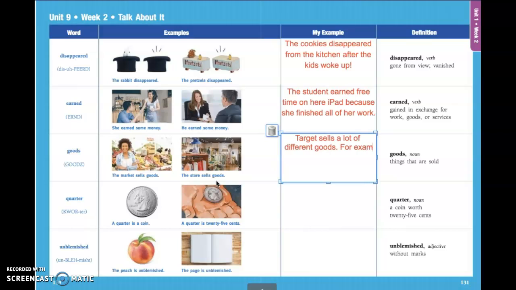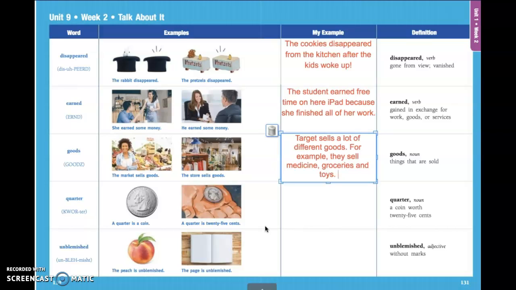For example, they sell medicine, groceries, and toys. So go ahead and take a minute to either copy Miss Harmon's sentence or make a sentence on your own.